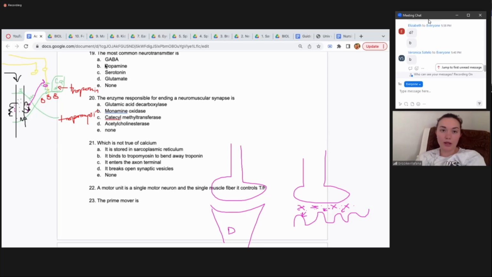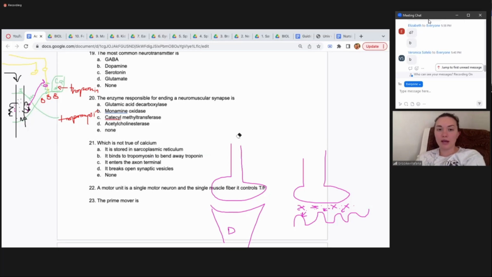Good. B, right? So it's kind of like a trick question. This is the one that's the answer because it binds to troponin is the correct answer to bend away tropomyosin, right? So that's why we choose B, because our wording here is wrong. It does not bind to tropomyosin to bend away troponin. It binds to troponin to bend away tropomyosin. Okay, so that's kind of like the reverse. All the others would be true, right?